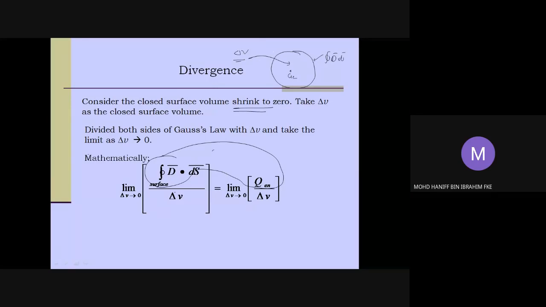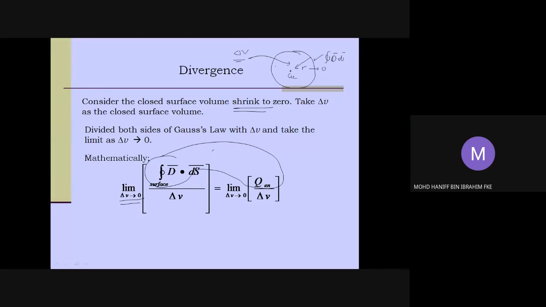So we can see that this is the equation of Gauss law: the closed surface integral of D dot dS equals Q enclosed, divided by delta V. We put a limit on delta V, where delta V approaches 0, in which we are saying that this closed surface is shrinking, reduced to a point. The radius of your Gaussian surface is reduced up to 0.